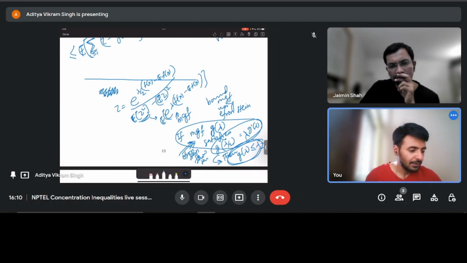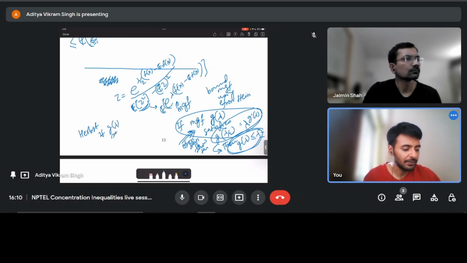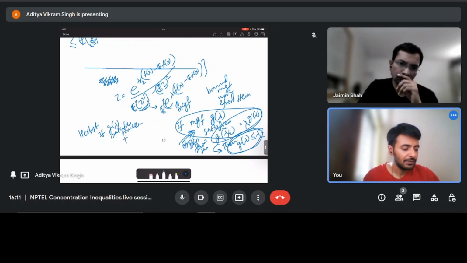Now in the next week, which is week 4, you'll use something called Herbst's argument. Herbst's argument says again that if g of lambda satisfies something, then g of lambda is less than or equal to something, say lambda squared b by 2, where g of lambda is again that moment generating function, the expectation of e^(lambda Z), suppose.